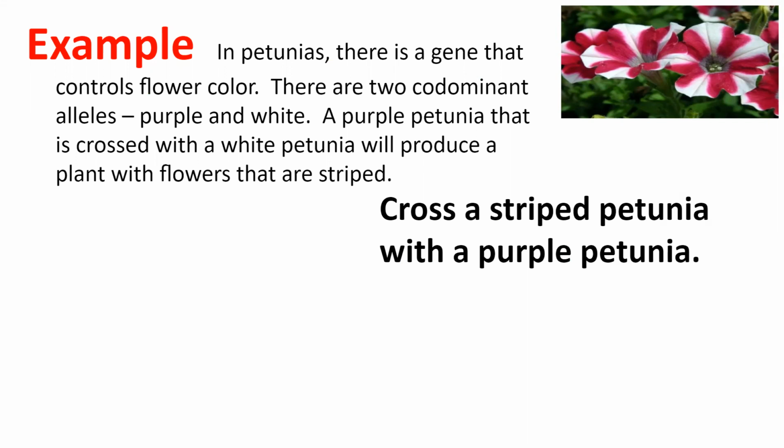Okay. So now we need to cross a striped petunia and a purple petunia. Striped will be C^P C^W. Does order matter? Not really. We get the same answer either way. So there's our striped petunia. Our purple petunia will be C^P C^P.